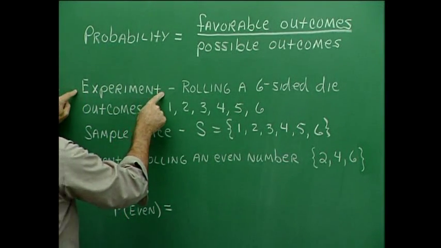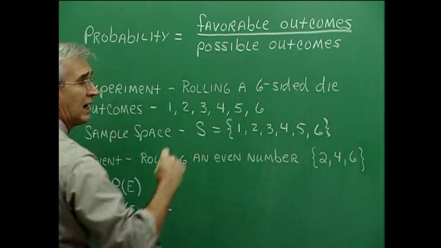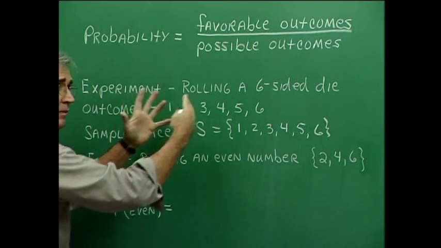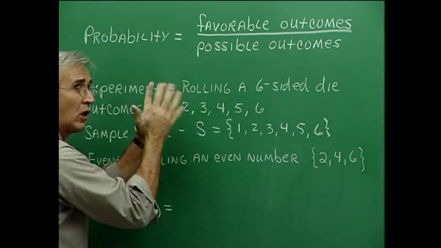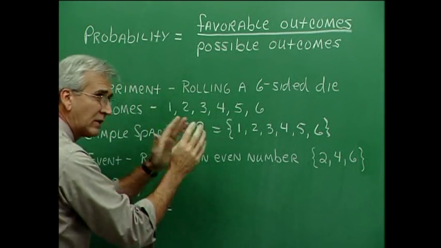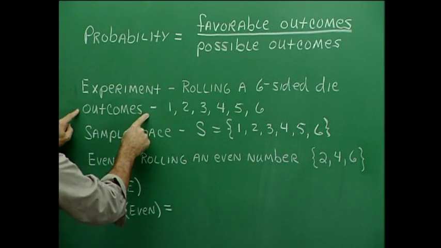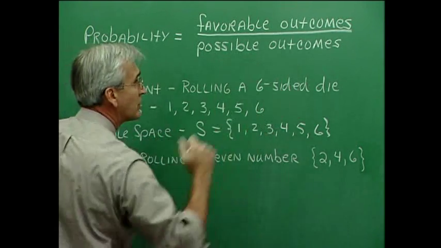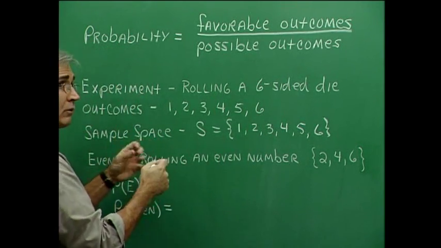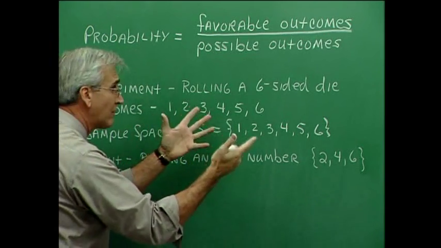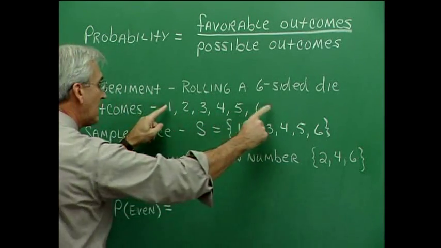An experiment is like rolling a six-sided die. Now, the outcome of this is kind of a happening, and we don't know what the outcome is going to be. So we have an experiment on our hands. Now, the outcomes. Well, what can happen when we roll a six-sided die? Well, we can roll a 1, or a 2, or a 3, or a 4, or a 5, or a 6. So those are all of the outcomes.